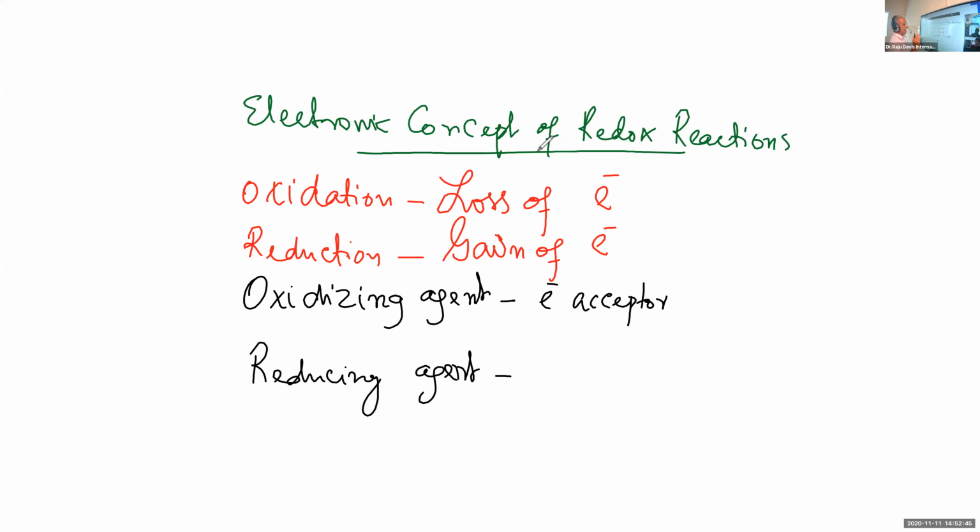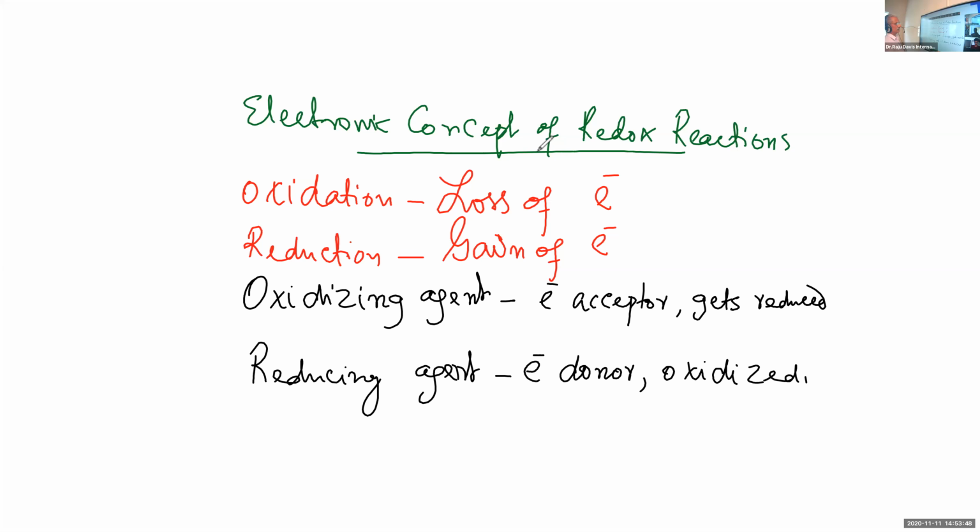When the oxidizing agent accepts electron, it is reduced because gain of electron is reduction. So the oxidizing agent gets reduced. Now you come to the reducing agent. Reducing agent is a substance that gives electron, that donates electron. So reducing agent is electron donor. When electron is removed from a substance, it gets oxidized.